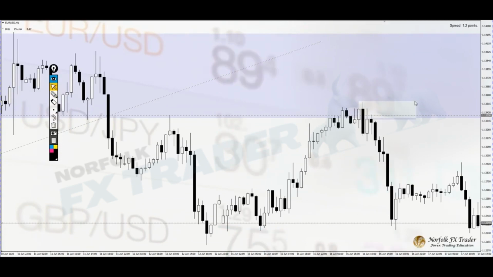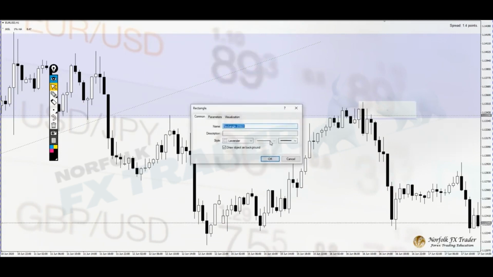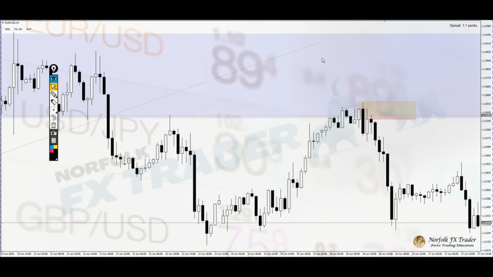Okay, so we can draw this area. Let's change this to a different color so you can see the zone. So this is the zone of supply I was looking for a sell on the 1 hour. Again, we see price continue higher.